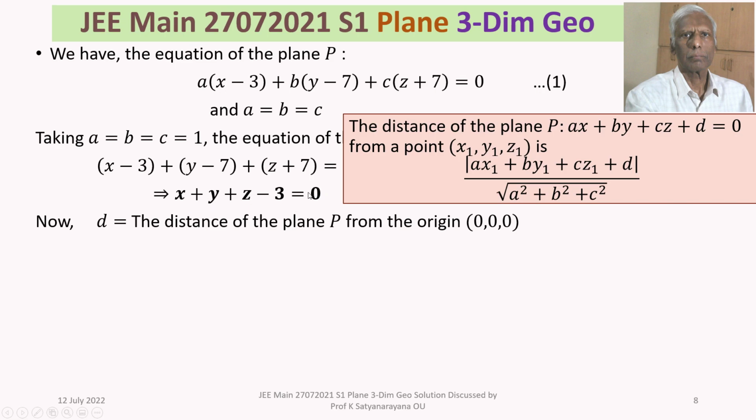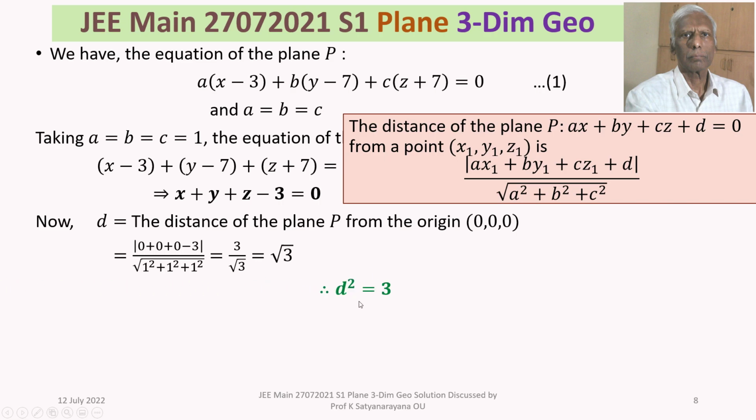and the point is (0, 0, 0). So that will be equal to modulus of (0 + 0 + 0 - 3) divided by the square root of the coefficients squared, 1 square + 1 square + 1 square. The numerator is 3, the denominator is root 3, and cancelling we will get square root of 3. So thus we got d is equal to root 3.